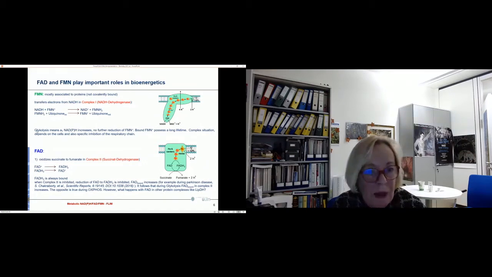Now we can think about glycolysis meaning that the free NADH is increasing. There should be no further reduction of this FMN. However, bound FMN possesses a long lifetime, and it could be that the lifetime in our FMN channel is getting longer because of this glycolysis. This is a very complex situation which depends on the cells and also on specific inhibitors of the respiratory chain.